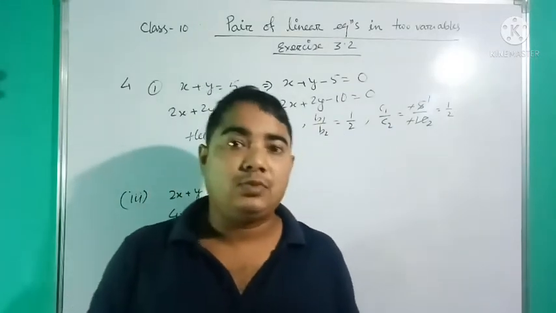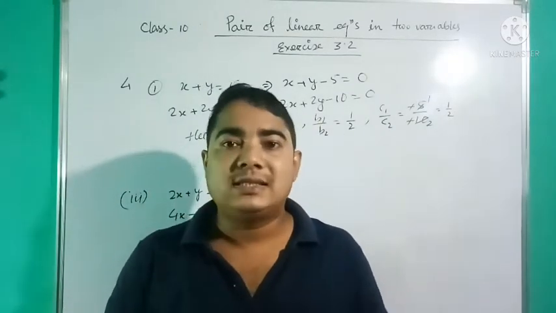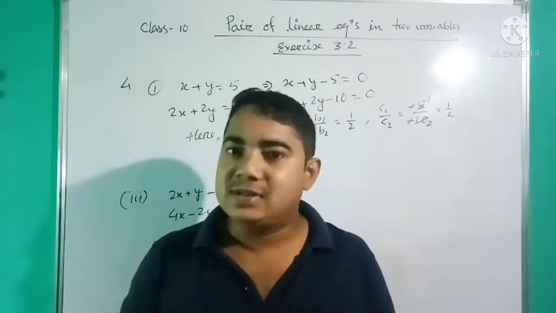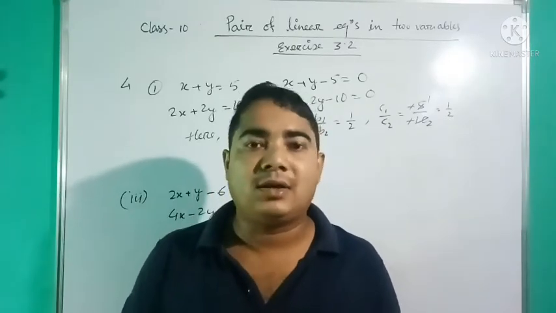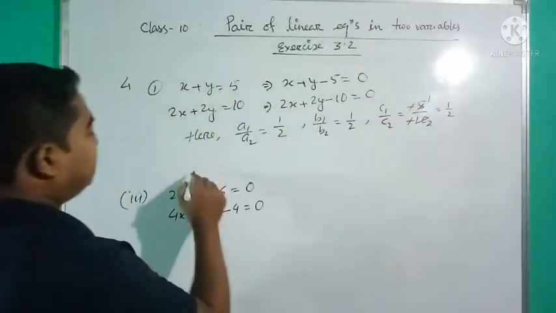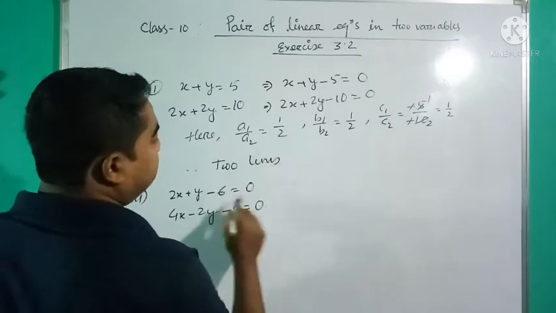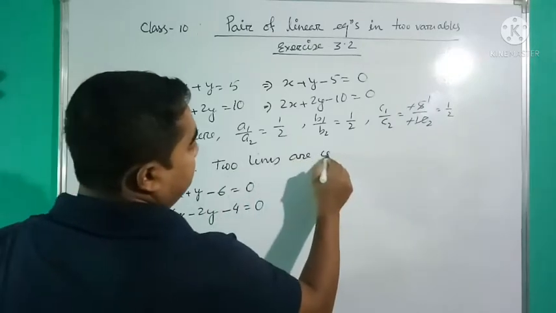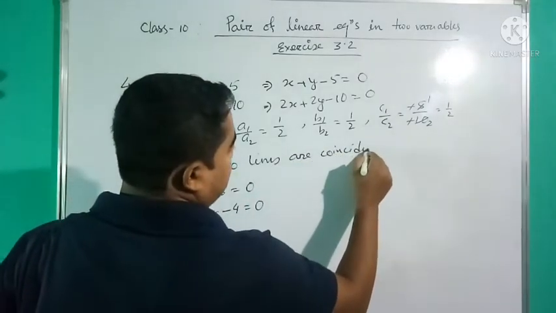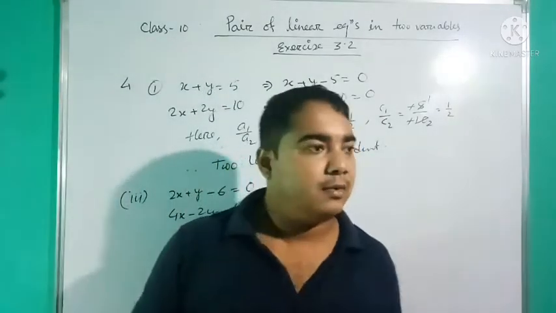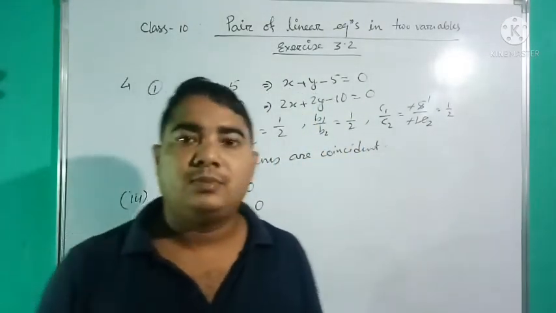If a1 by a2 equal b1 by b2 equal c1 by c2, then both lines are coincident. Coincident meaning one line lies on the other. Therefore, two lines are coincident. And now we need to plot on the graph. Okay, I will draw the graph and close with this video.